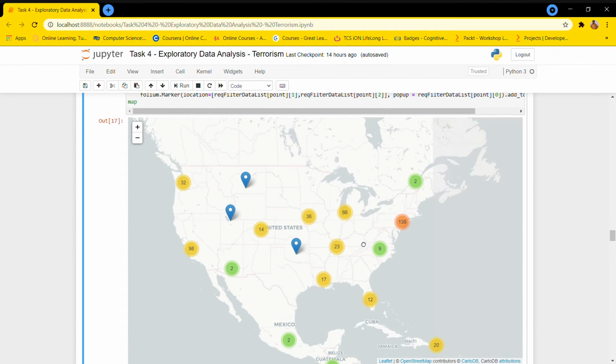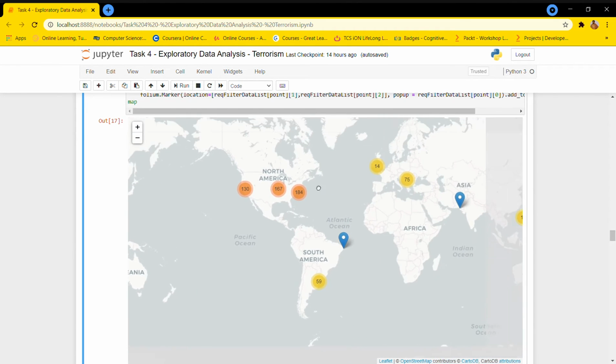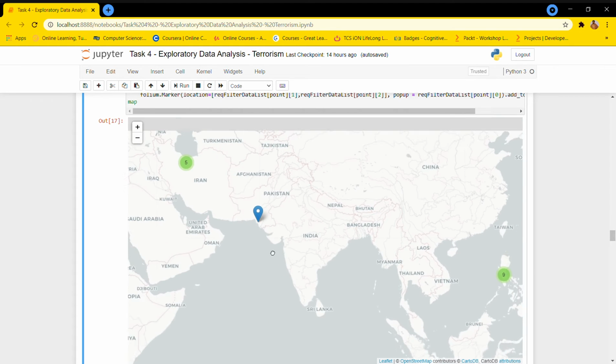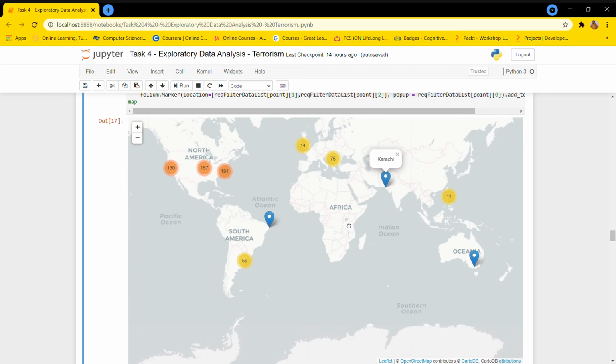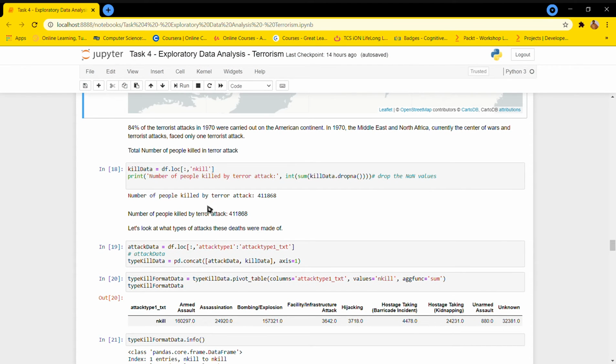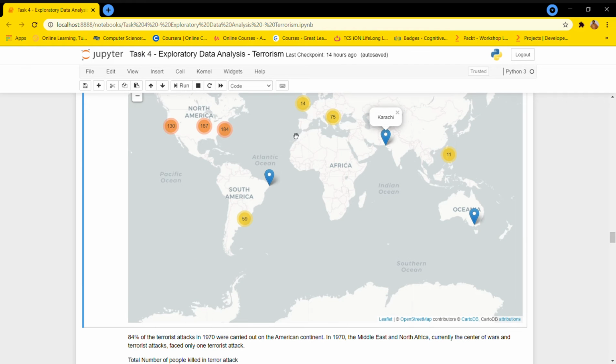This is America, and this is Asia. This is Karachi. You can check this out. 84% of terror attacks in 1970 were carried out on the American continent, and in 1970, the Middle East and North Africa, currently the center of wars and terror attacks, faced only one terror attack. You can check this.